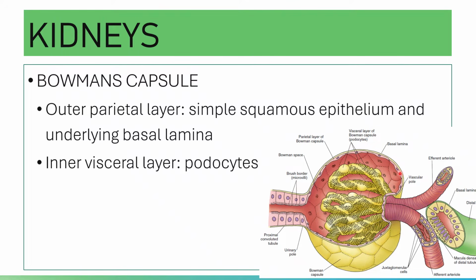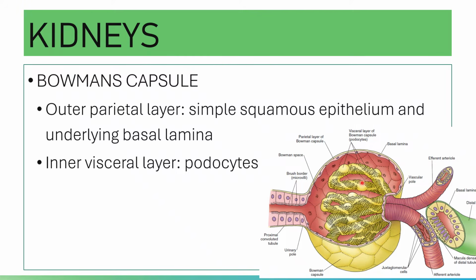Okay, and so this is your simple squamous epithelium, and then you have your underlying basal lamina. And then there is your inner visceral layer, which is lined by podocytes.